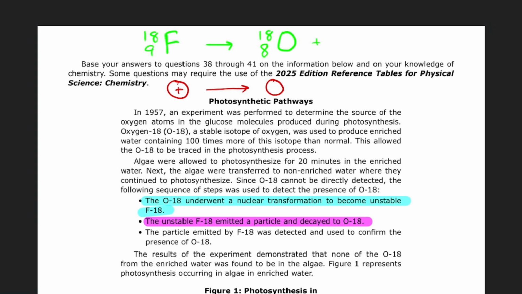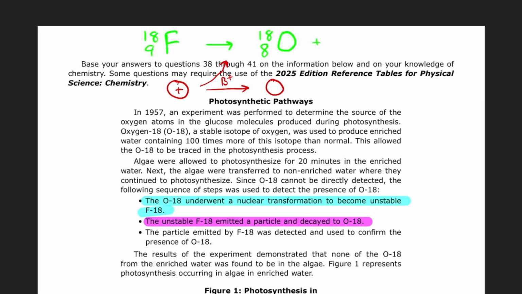Essentially what you're doing is you're just losing the positive charge, or I'm sorry, not beta decay, it is positron decay. So maybe what you recognize is you're just losing the positive charge through positron decay. So you're losing a positron.